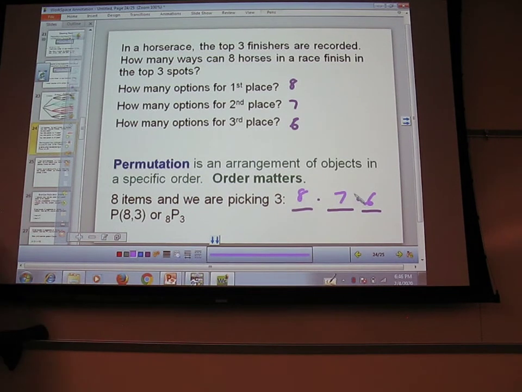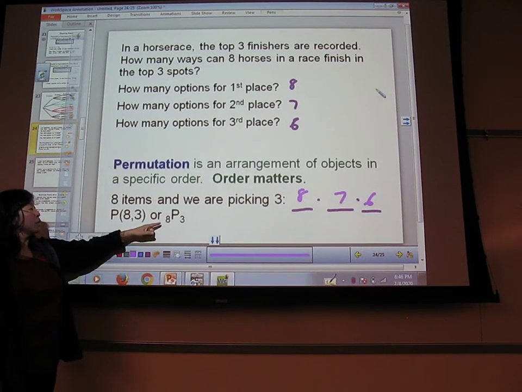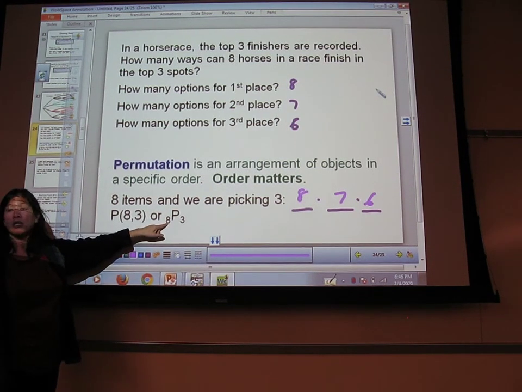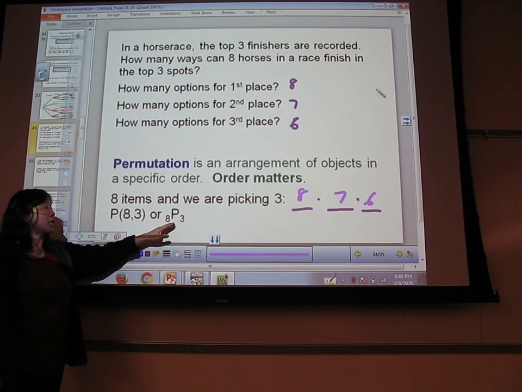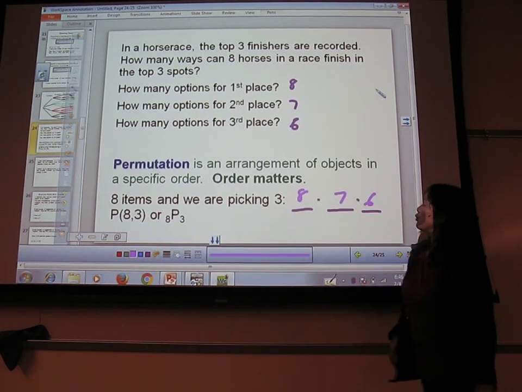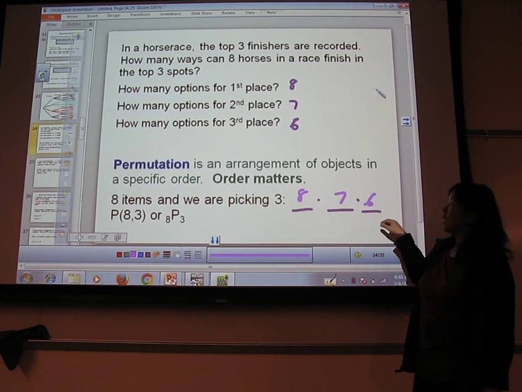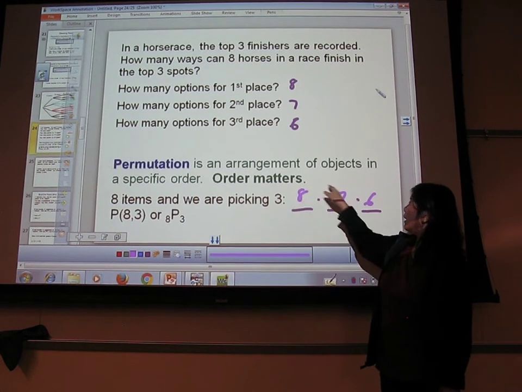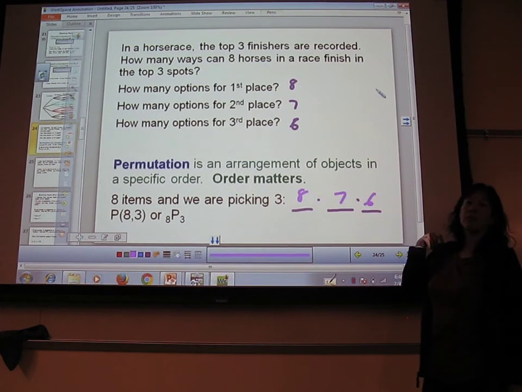The easiest way to think of it is just this way. You can write it as P83 or 8P3. This is how many items you have, and this is how many items you're picking. So on your little formula sheet, I would write down the formula of NPR: you have R spots that you're multiplying, and you start with N and then count down 1 each time.